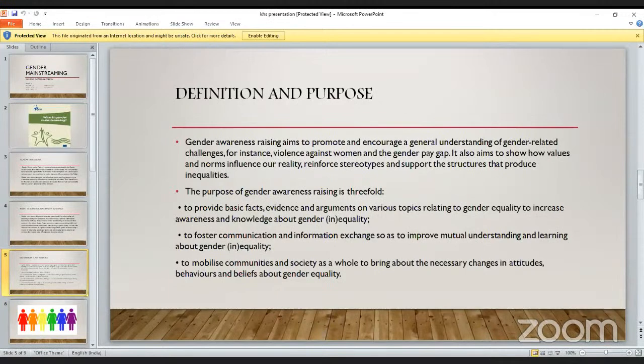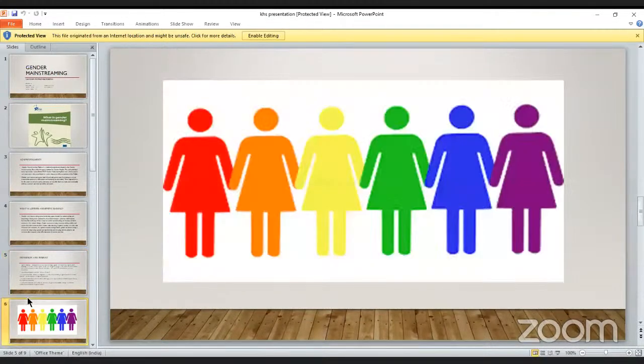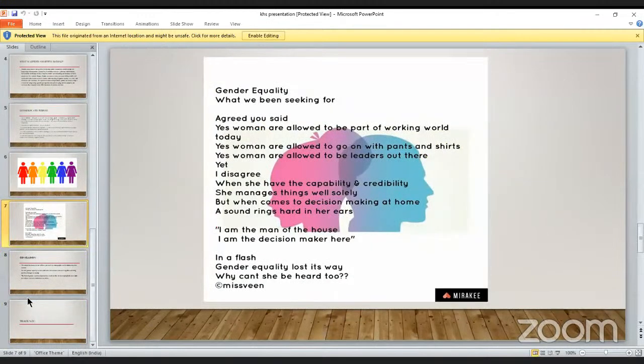Shruti, you can go ahead. Yes. I would like to read one poem on gender equality. Yes, Anuja. Next slide.